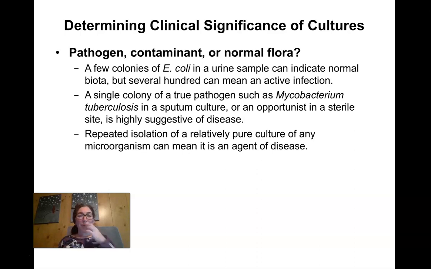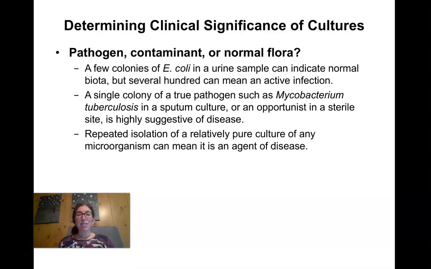So if it's a normal flora that can be pathogenic, a couple of colonies may not indicate an infection. But if it's a true pathogen, like Mycobacterium tuberculosis, which is not normally found in a healthy body, if you get even one colony of that growing, then that's a positive result, because that particular microbe has no business being on a healthy person. So finding even one colony of a true pathogen is evidence that a person tests positive, whereas one colony of E. coli is not necessarily a positive test.